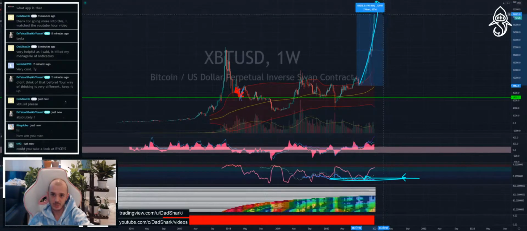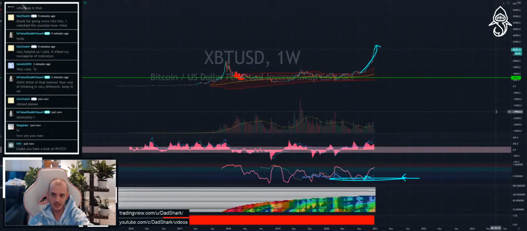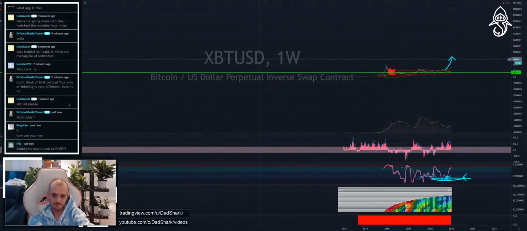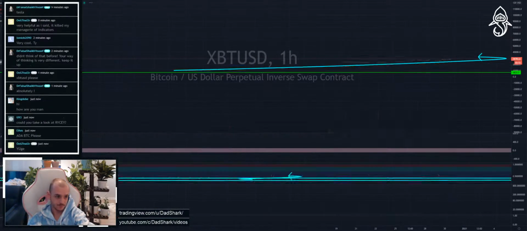So that is a 200% move. Are we going to hit 100K? I don't know. Oh, yikes. It's possible. All right. I guess you want short-term information.